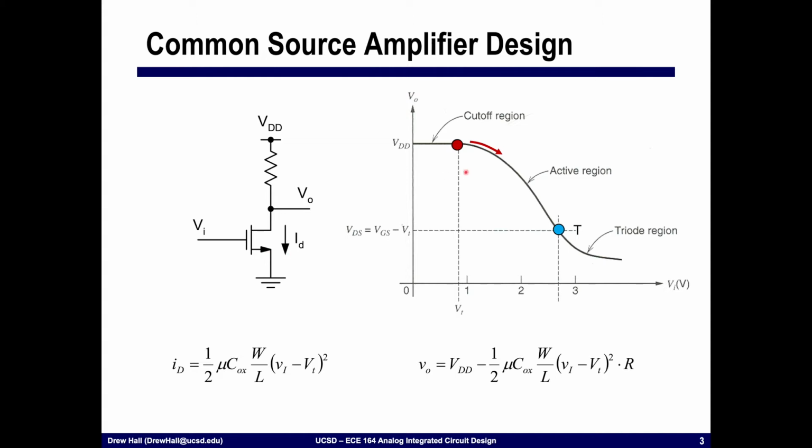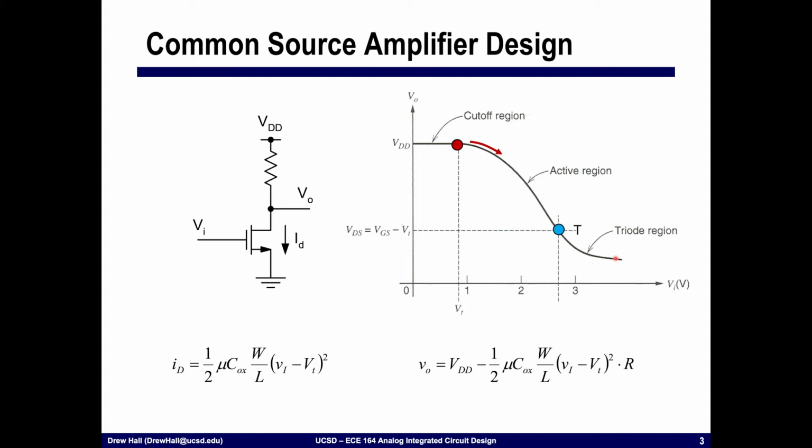In active region, I can see that the gain varies depending on where I bias the transistor along this curve. And that's what we need to talk quite a bit more about, is how do you bias this transistor to put it into saturation or into active region. Once I get into triode, you can see that the slope decreases significantly. What this means is that I have less gain in triode region.